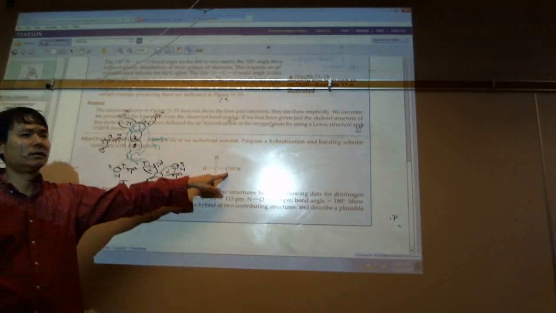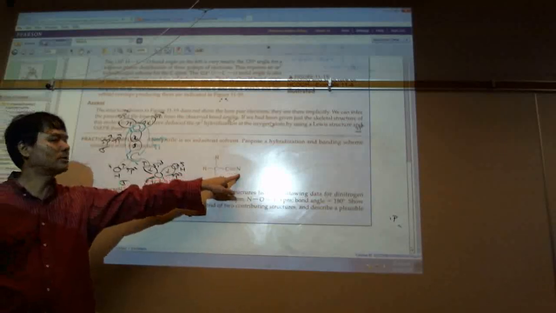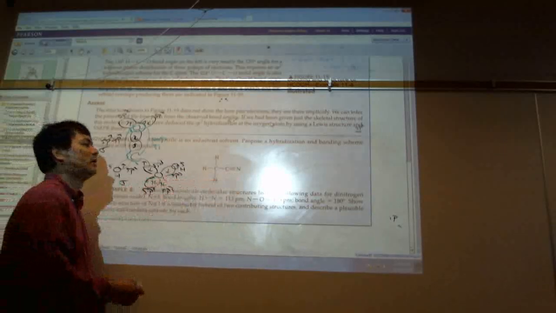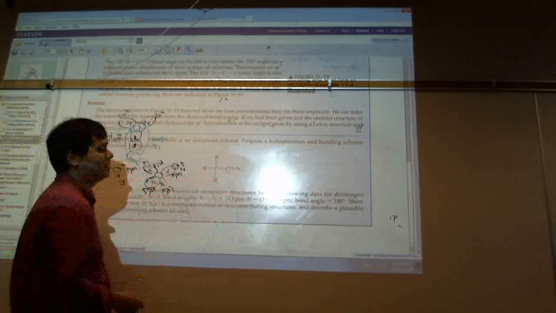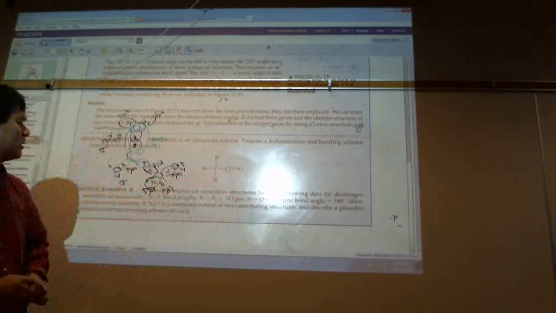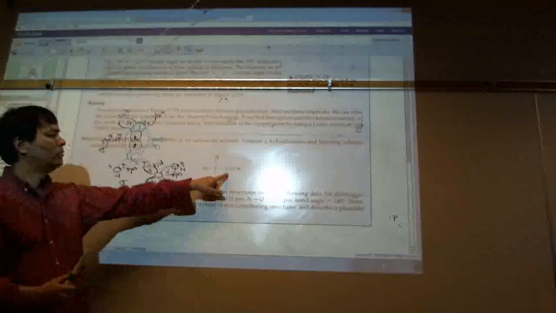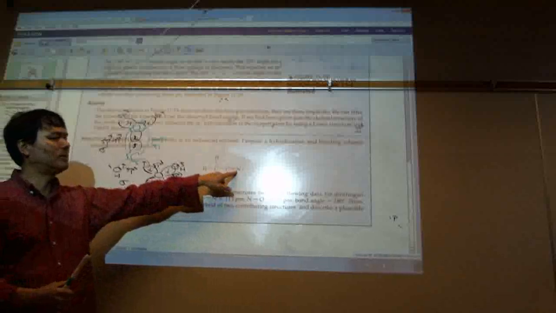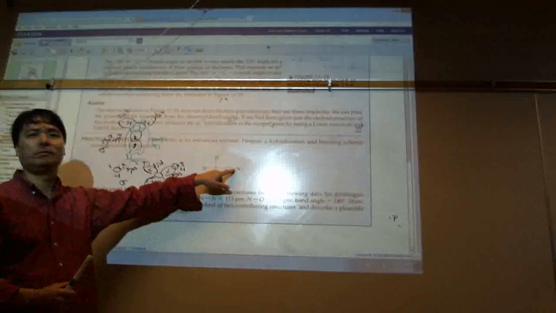Okay, what's the hybridization on this carbon? This is sp, this is sp. I don't know why he's not drawing the lone pairs. And so this triple bond is going to be an sp sigma and two pp pi's.